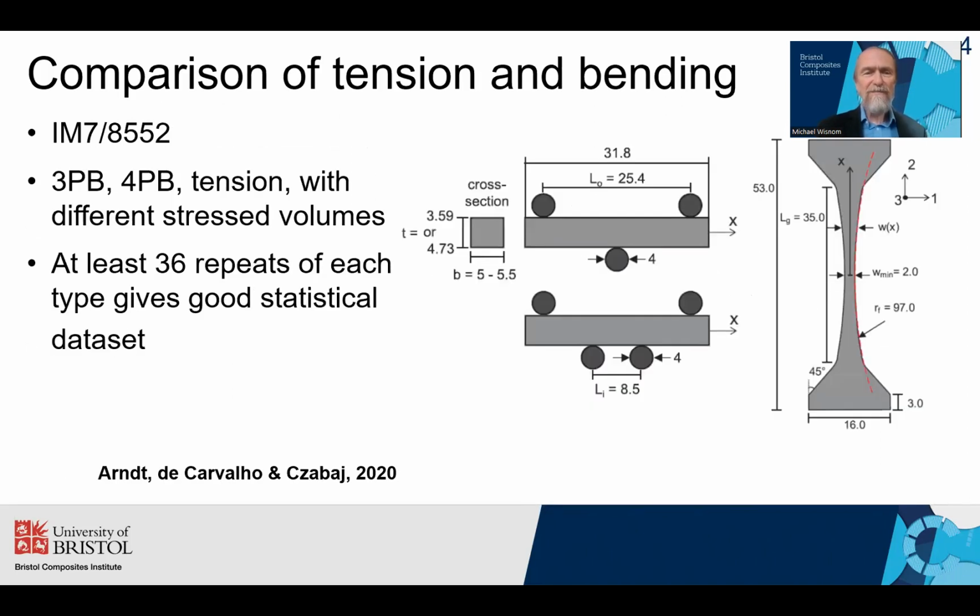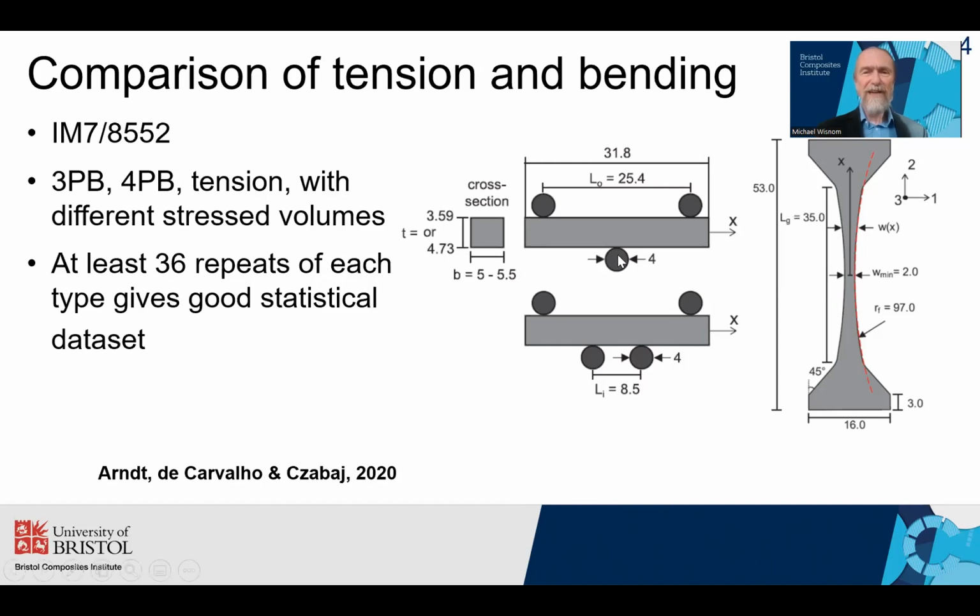Now, some very nice work has been published more recently by Mike Chabay's group. They did work on IM7/8552 carbon epoxy, and they developed a new test, on the right, for direct transverse tension, which was designed to try to avoid some of the problems with the test itself. They also tested 3-point and 4-point bending of the same material. And you can see that there's a big difference in the volume of material.